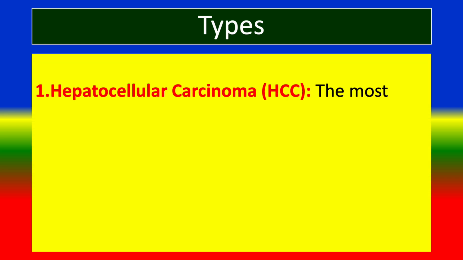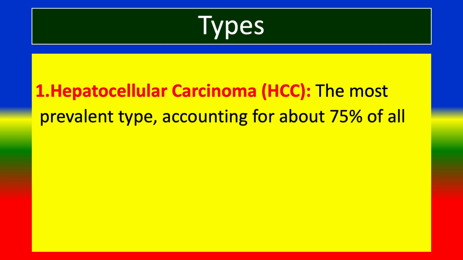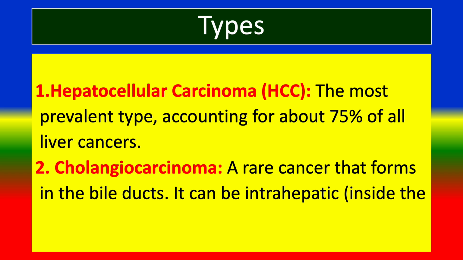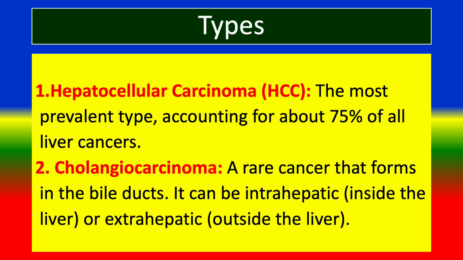Types. 1. Hepatocellular carcinoma, the most prevalent type, accounting for about 75% of all liver cancers. 2. Cholangiocarcinoma, a rare cancer that forms in the bile duct. It can be intrahepatic, inside the liver, or extrahepatic, outside the liver.